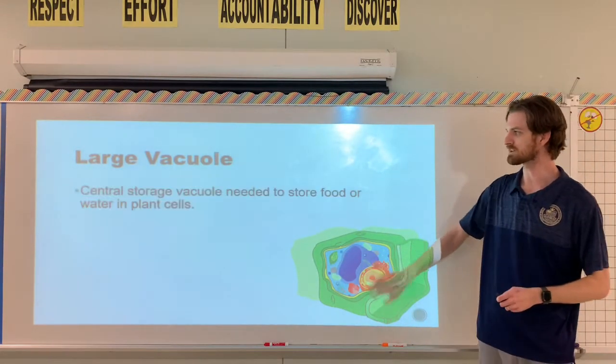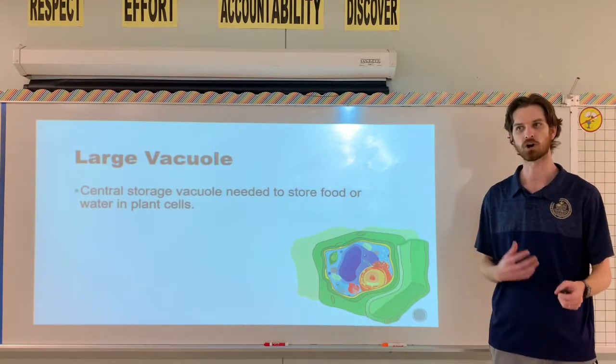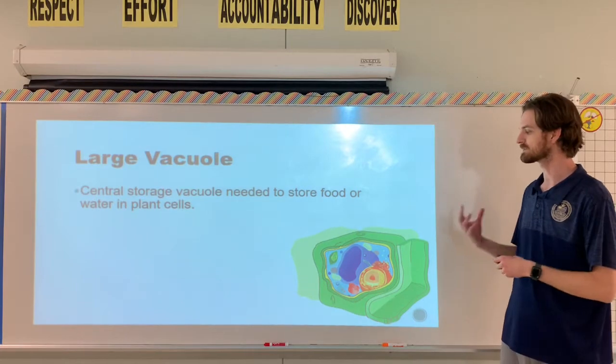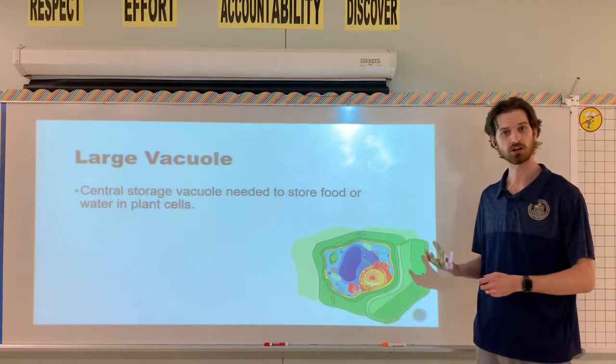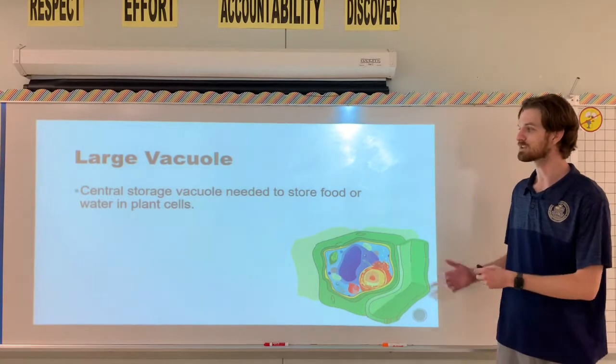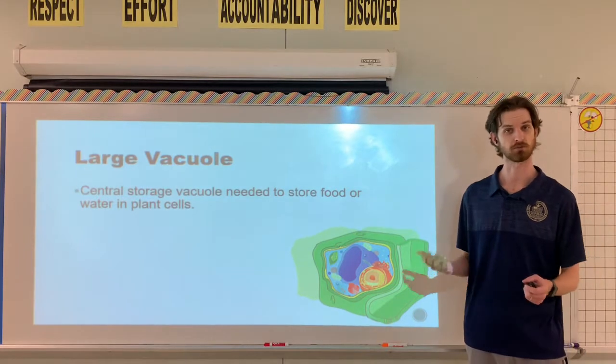So inside of a plant cell, there's going to be a large central vacuole that's used for storing food and water inside of plants. Okay, this gives them the ability to keep water available if there's ever a drought or lack of water in their environment, as well as keeping food available for any times where they're not able to perform photosynthesis for long periods of time.